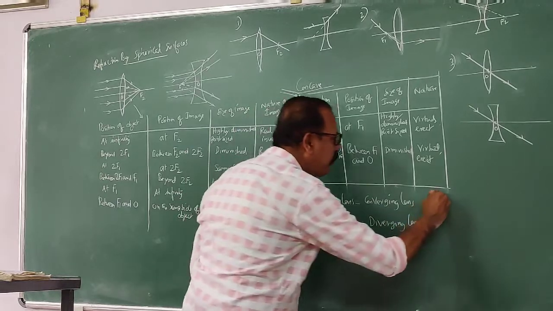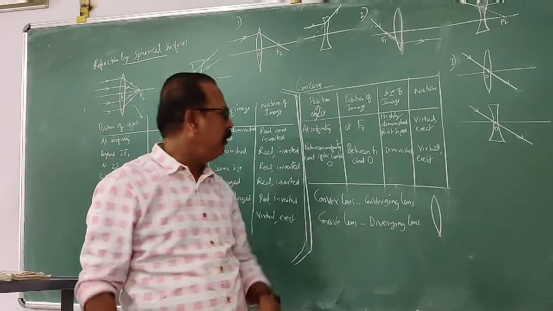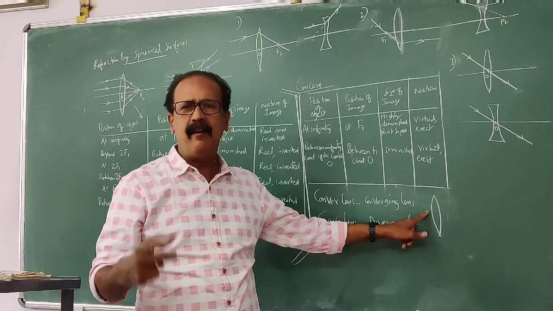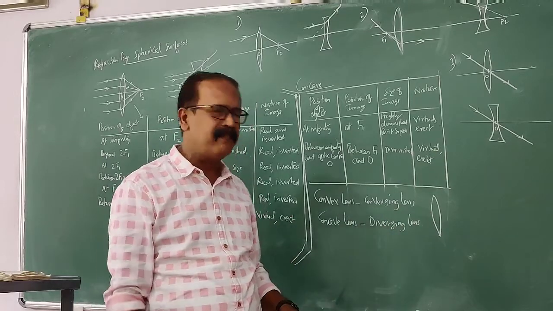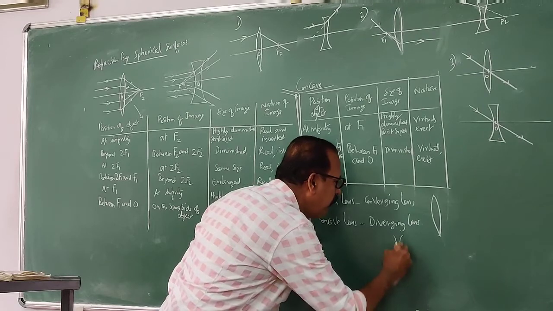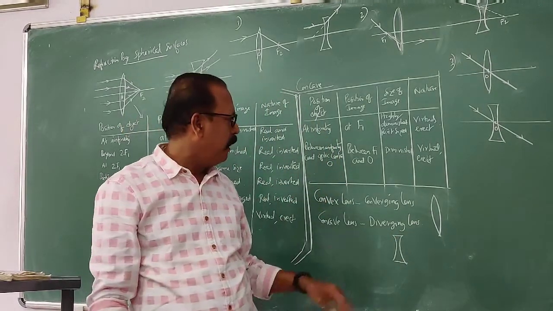If both the surfaces are convex like this, we call it a biconvex lens or simply a convex lens. When I say convex lens, it is a biconvex lens. If both the surfaces are concave like this, we call it a biconcave lens or concave lens.